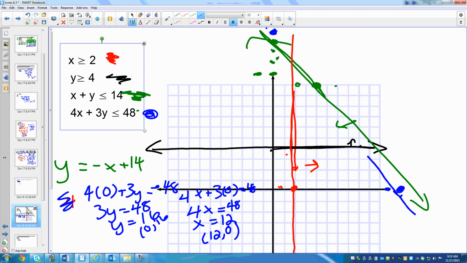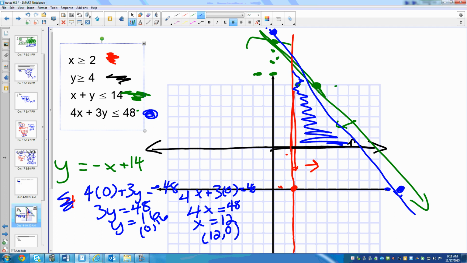Use your ruler. Oh my gosh, that is horrible. Okay, but you use your ruler, you'll just point there. So now we have to decide which side are we coloring. If we put 0, 0 in, is 0 less than 48? Yes, right? So we color here. So it's this section here, all the way up.